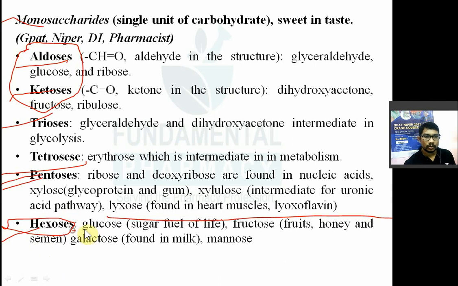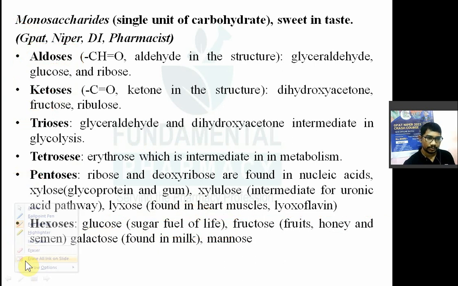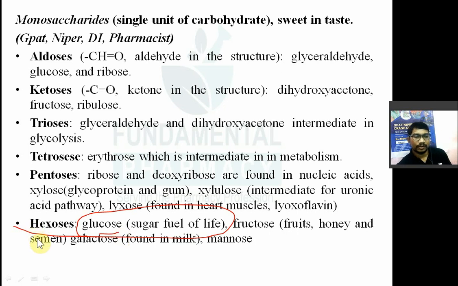Glucose is the hexose sugar. So glucose is known as the sugar fuel of life. You have to remember, glucose is known as the sugar fuel of life, because whatever energy you are getting through oxidation of sugars, who provides that energy? Glucose provides that energy. So glucose is known as a sugar fuel of life. उसको एक और term है, I'm not recalling. I will explain in the upcoming slide में आएगा.